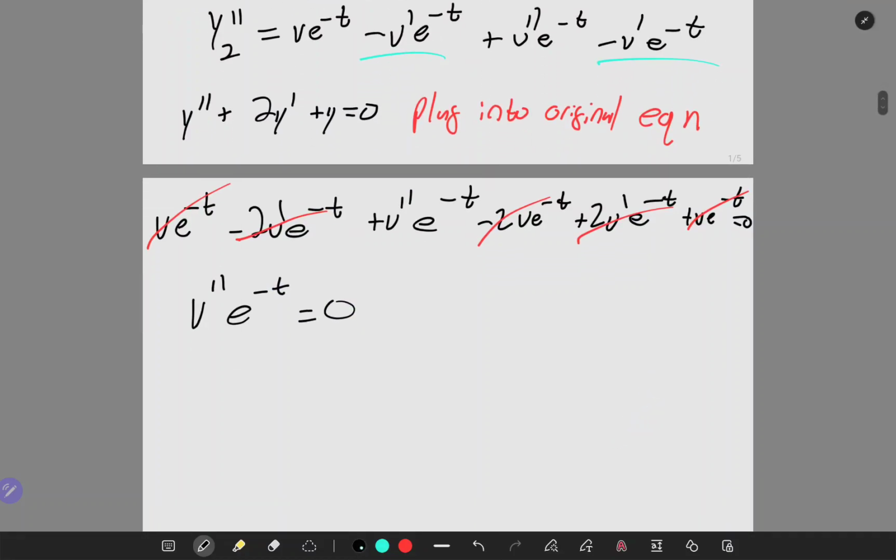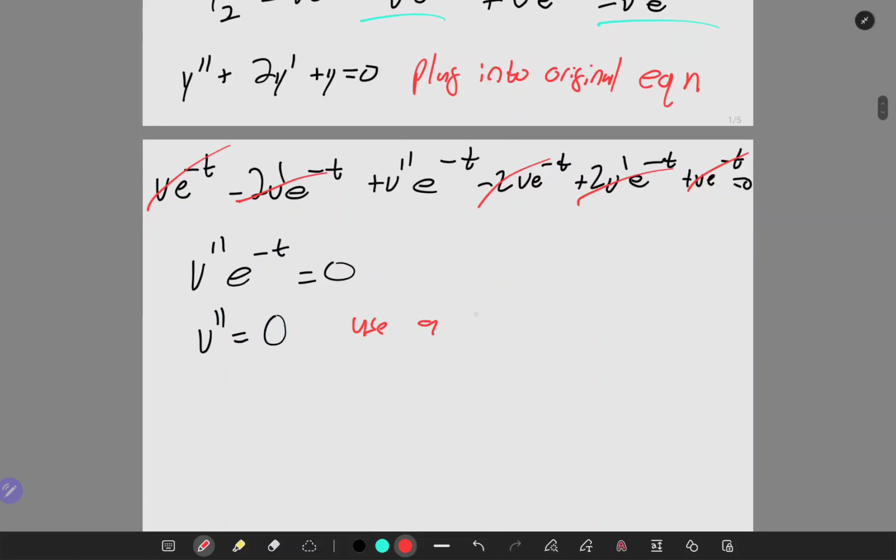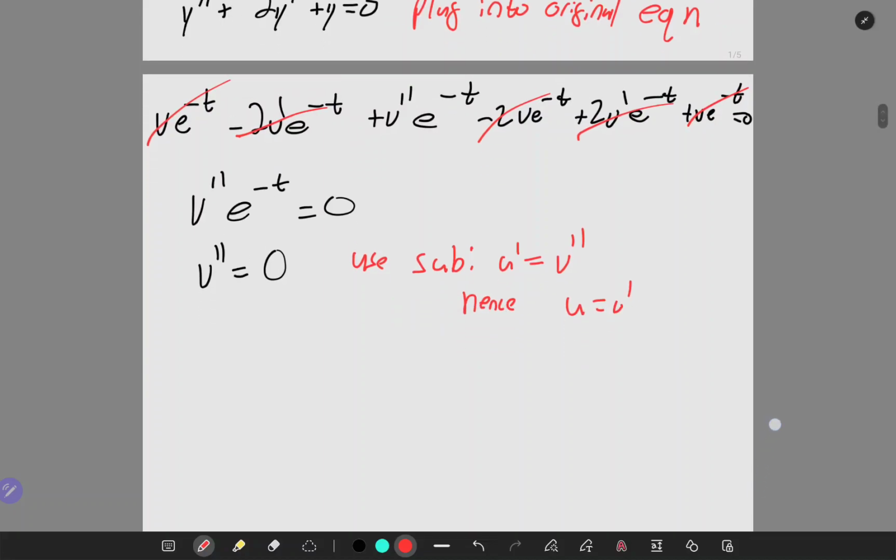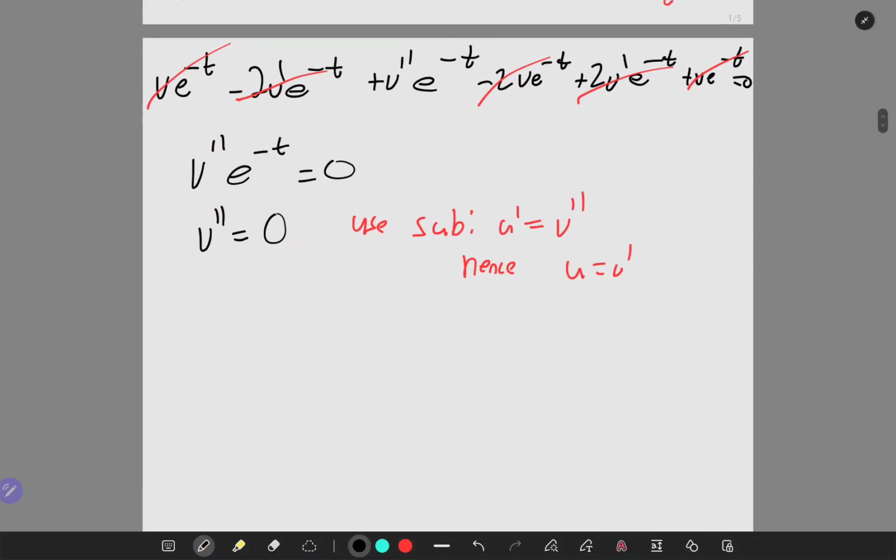Okay, so now this is, I guess, where people start to get confused. First of all, this e to the negative t will go away. We're going to use a substitution where u prime is equal to v double prime. Hence, u is equal to v prime. So then this will be u prime is equal to 0. And now from here, we can integrate both sides. So we'll be left with u is equal to c.